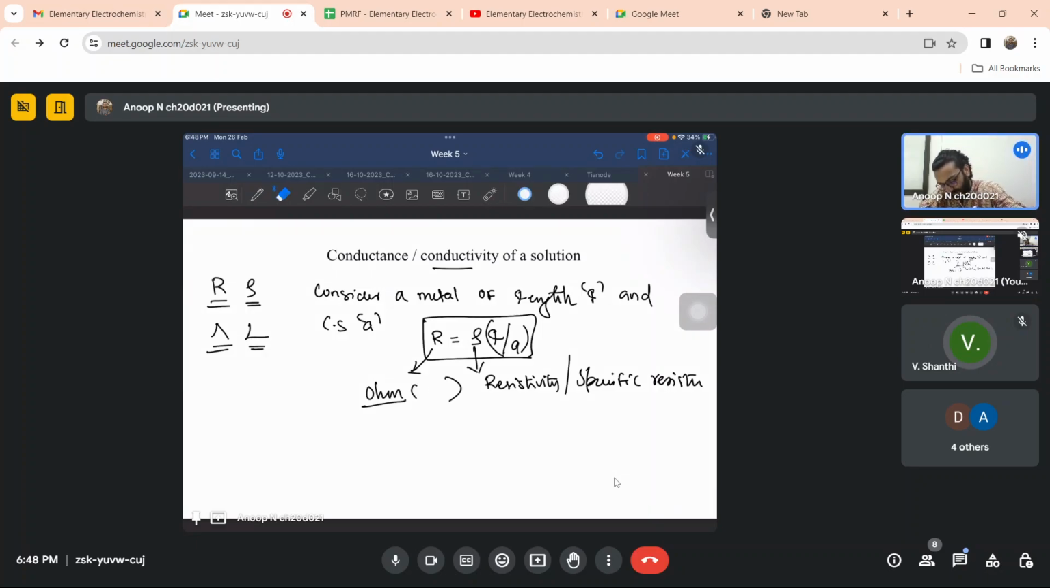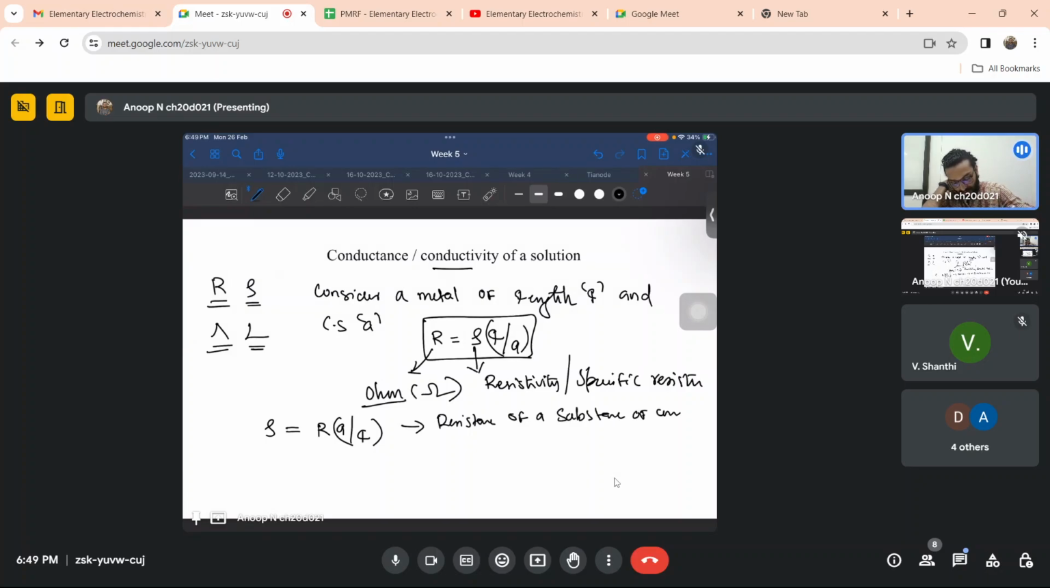It is represented by the Greek letter omega. From this equation, you can write rho is equal to R A by L. So resistivity is nothing but the resistance of a substance of unit cross section and length. So when A and L are 1, you can write rho is equal to R. Similarly, what is the unit of resistivity? It is ohm centimeter.